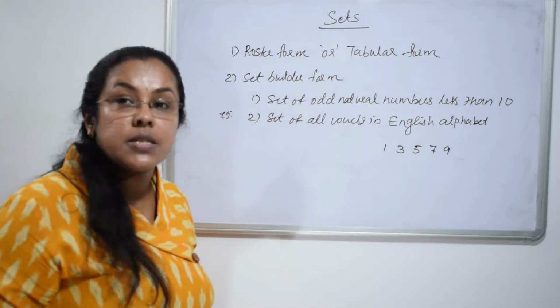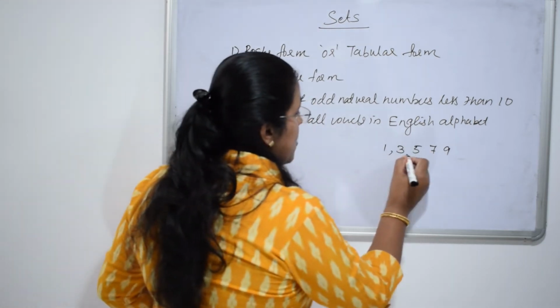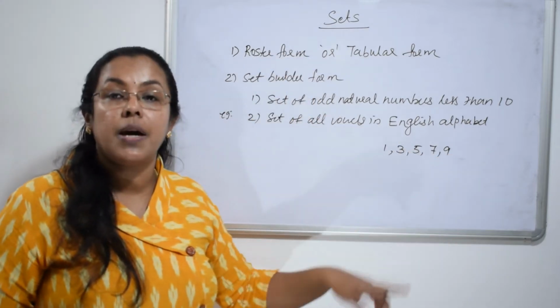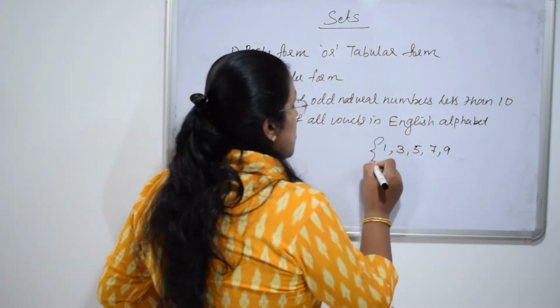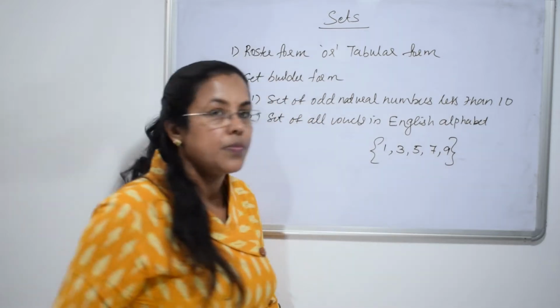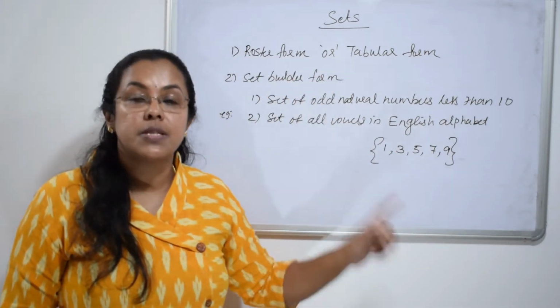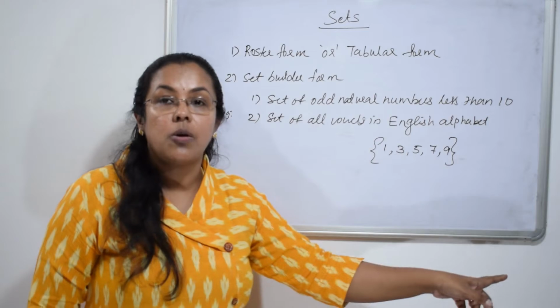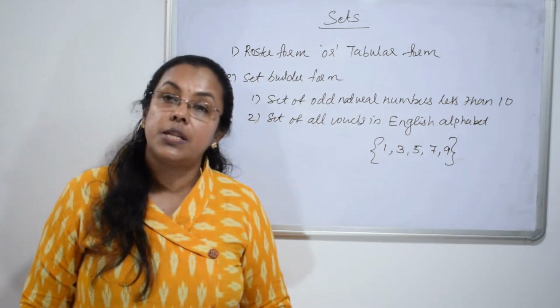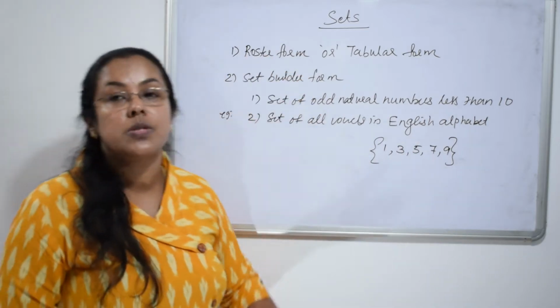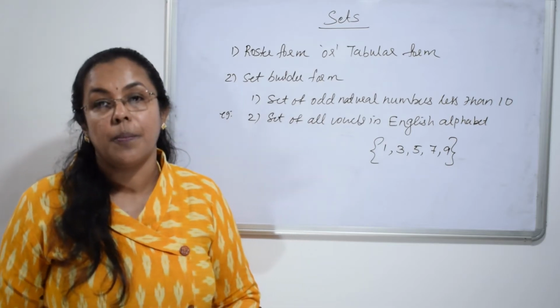Then what is the next step? Separate them by commas and enclose them within the braces. This method of writing a set is called roster form or tabular form.